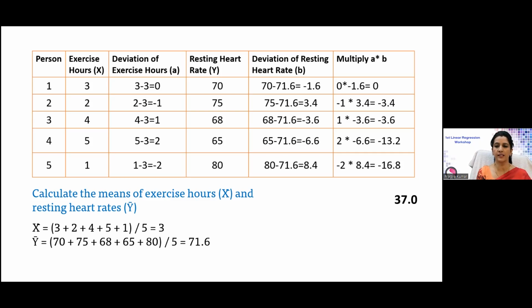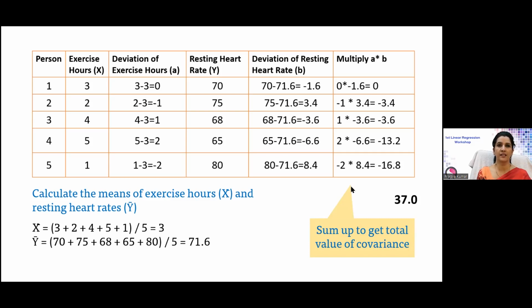So in the first case, it will be 0. In the second case, it will be minus 0.34. Then third case, it will be minus 3.6, then minus 13.6 and minus 16.8. So if you add it, it will be total minus 37. I forgot to put that minus sign. So it is minus 37. But again, if you ask what unit will I put? So this is the total value of covariance. That's how we calculate the covariance.